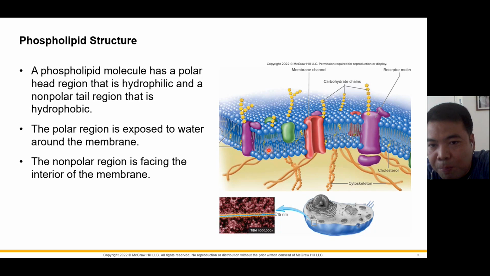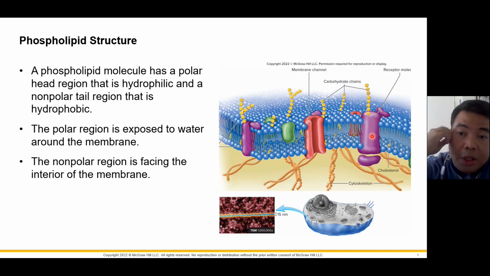If this is a bilipid layer, the space located in between the bilipid layer is the interior of the membrane. And that is where you find the tails facing. So that is how this lipid bilayer is oriented, or is arranged in our cell membrane. Kaya siya tinawag na lipid bilayer.